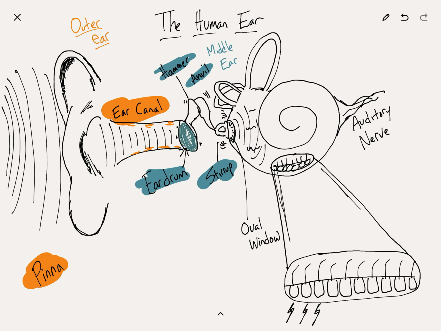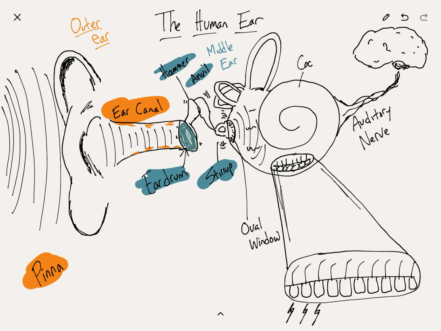Okay? And those go all the way up to the brain. And the brain takes those signals and translates them into sounds that we understand, that we've heard before, sometimes even voices, okay? And so that is where we are able to hear sound, okay? So this is the cochlea.